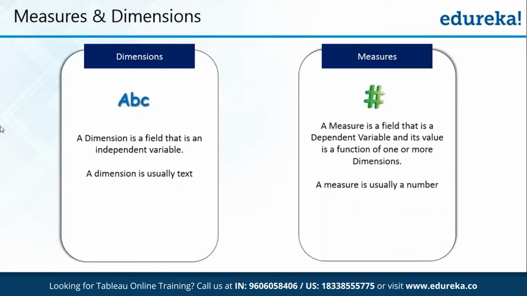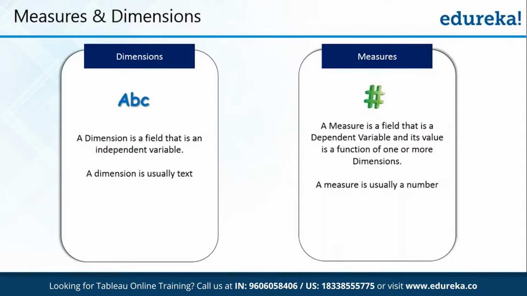Okay, now let us talk about measures and dimensions. So what is a dimension? A dimension is a field that is an independent variable. It is used to add more levels of detail onto your data, and it is usually text. Whenever your data source detects a field that is only filled with text, it will auto-detect this as a dimension, and if there are numbers, it will auto-detect it as measures.